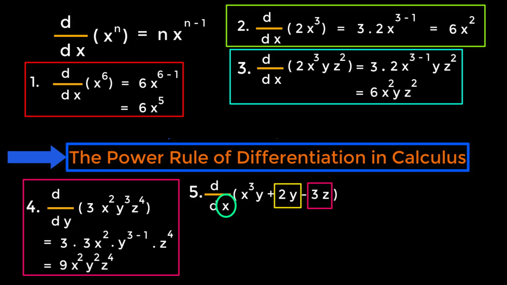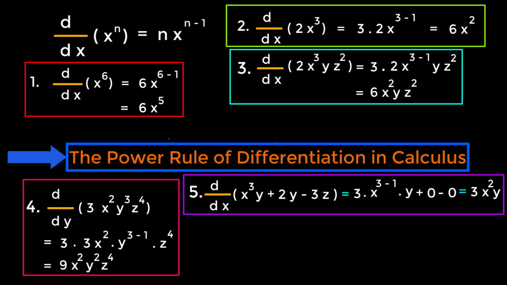If the variable with respect to which an expression is to be differentiated is absent, then the value of that expression becomes 0. Therefore, the value of this 2y will be 0 here, and the value of this 3z will also be 0 here. So, we can write d/dx equals 3 times x to the power 3 minus 1 times y plus 0 minus 0, that is 3x square y.